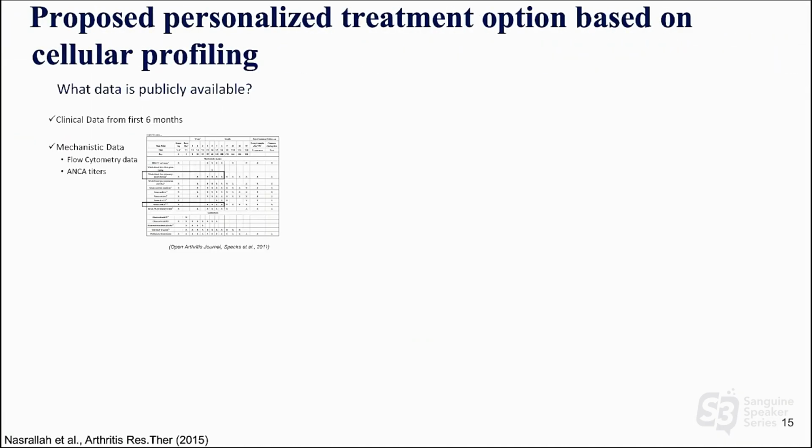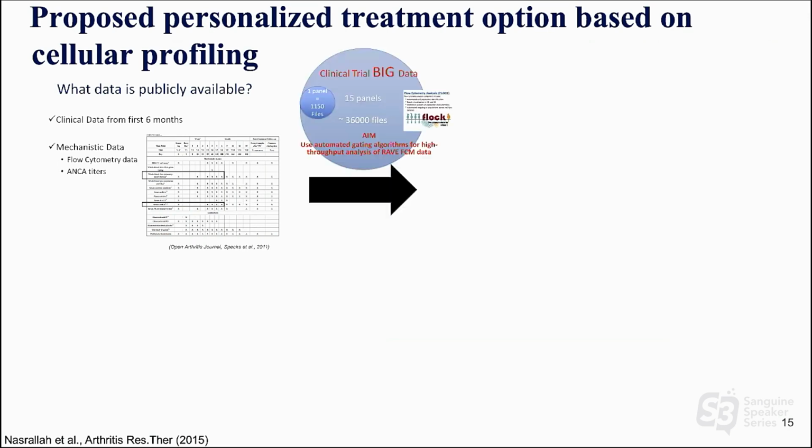So the process was that since the data was available, we looked at the clinical data from the first 6 months, and then the mechanistic data. We downloaded the flow cytometry data. We also downloaded the ANCA titers, which were available from this data. And then there was the flow cytometry data. We had 15 terabytes, 36,000 files. So we used an automated gating approach to do a high-throughput analysis of this flow cytometry data.